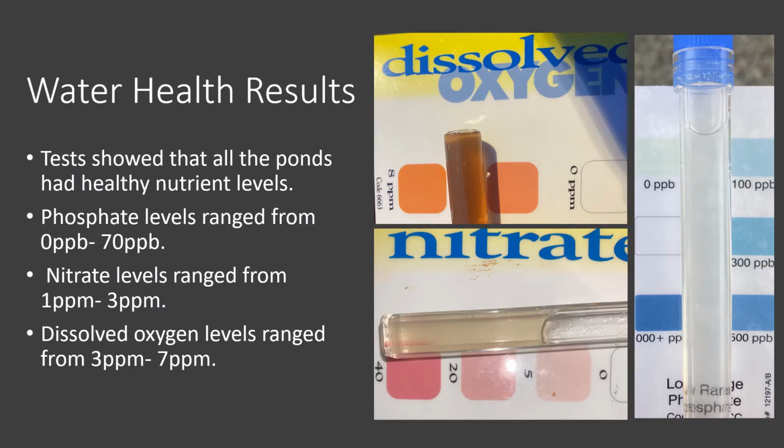Results from the test kits showed that all the retention ponds, regardless of riparian length, had healthy levels of phosphates, nitrates, and dissolved oxygen. Phosphate levels range from 0 to 70 parts per billion, and phosphate levels under 100 parts per billion are considered healthy. Nitrate levels ranged from 1 to 3 parts per million, and nitrate levels under 4 parts per million are considered healthy. Dissolved oxygen levels range from 3 to 7 parts per million. Ideal dissolved oxygen levels are from 4 to 6 parts per million. However, aquatic life is well supported with dissolved oxygen levels between 3 parts per million and 7 parts per million. These images are examples of tests we used for one of the locations.